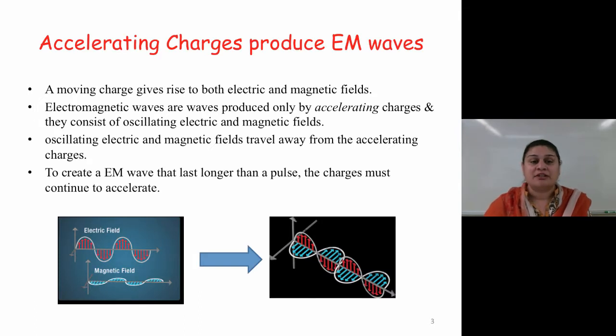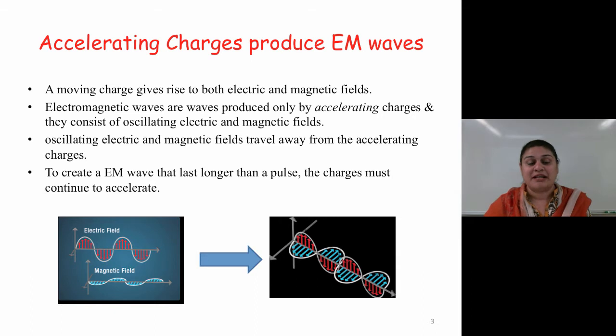So a moving charge gives rise to both electric and magnetic fields. Electromagnetic waves are waves that are produced only by accelerating charges, and they consist of oscillating electric and magnetic fields. Oscillating electric and magnetic fields travel away from the accelerating charges to create an EM wave that lasts longer than a pulse. The charges must continue to accelerate.